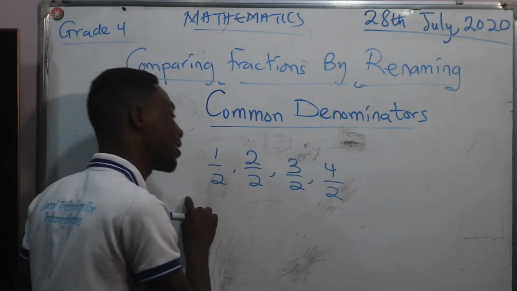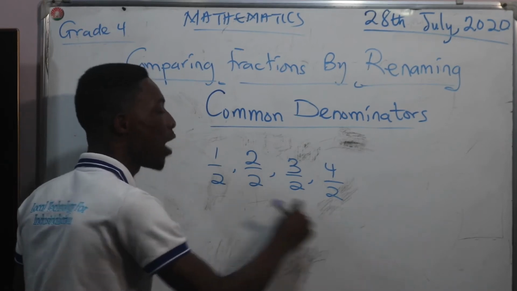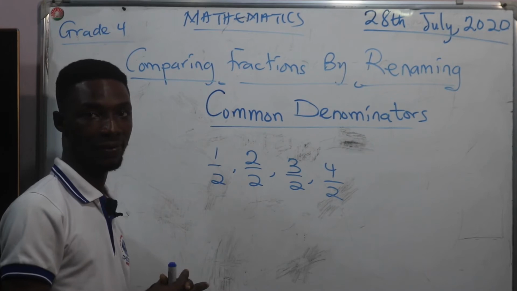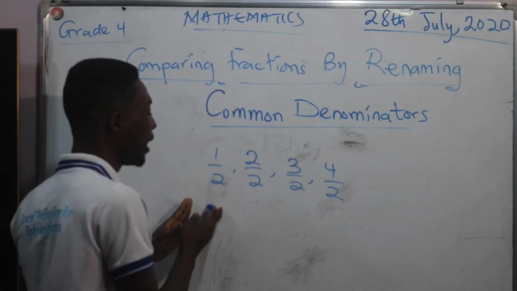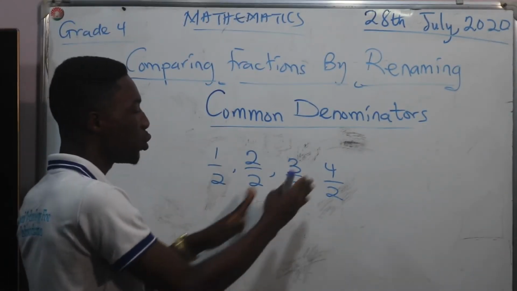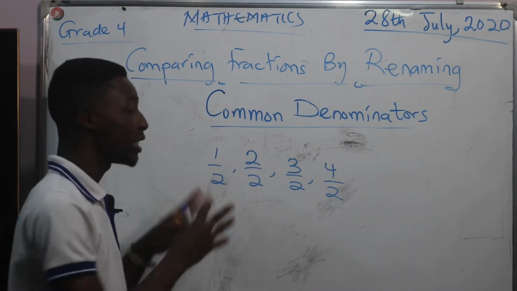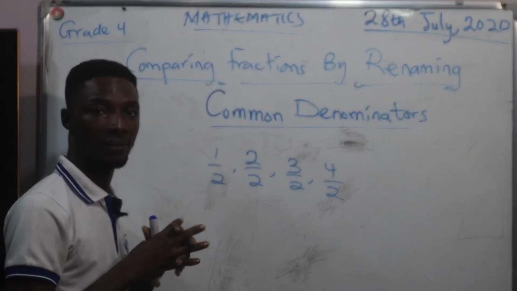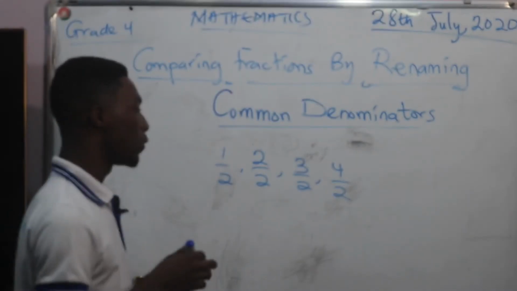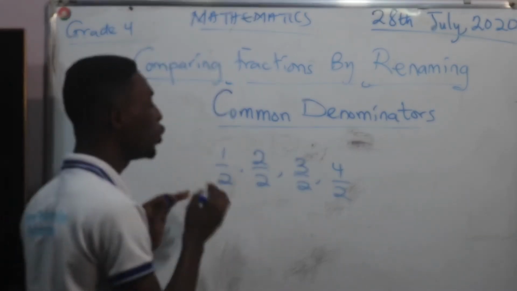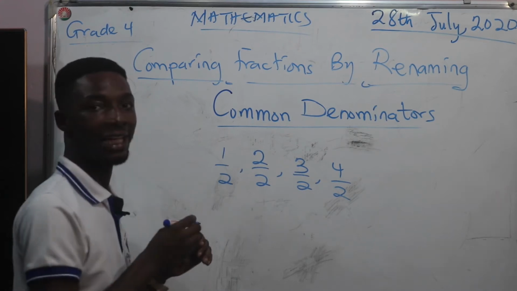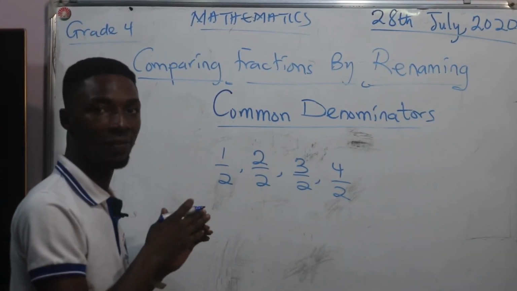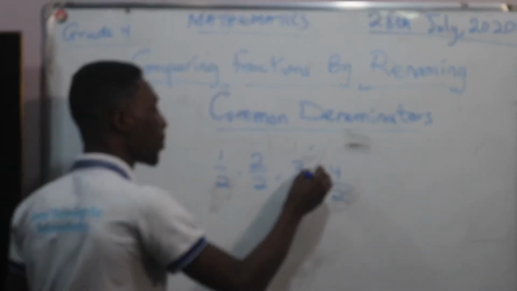So these fractions are already arranged in ascending order of magnitude. They have been already arranged from the smallest to the biggest because they have the same denominator but different numerators. Alright, so we can use the greater than sign to show the order of magnitude of these fractions.